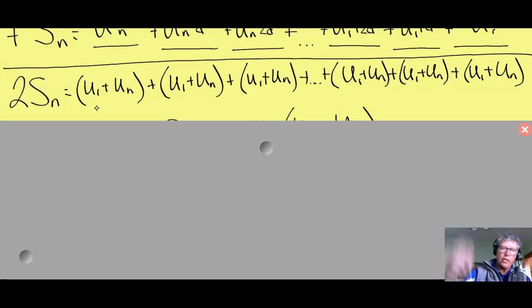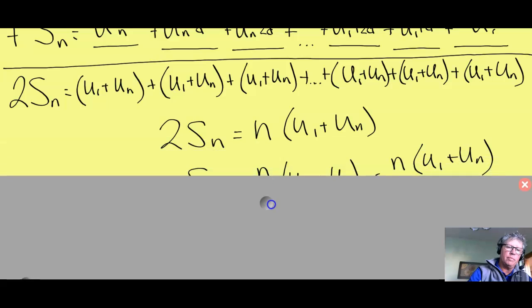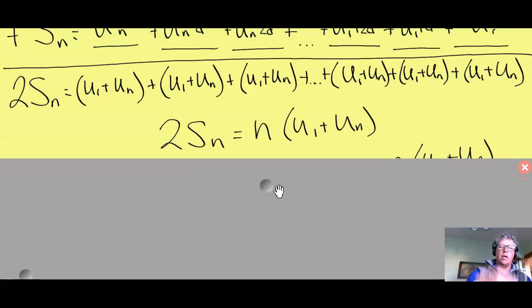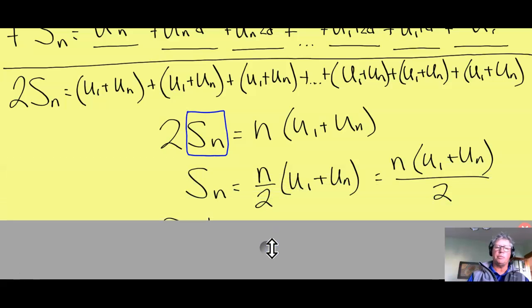Well, there were n terms that we added up, so we're going to have n of those. So all of a sudden, we made this dot, dot, dot, this thing that goes on forever, kind of manageable. Wait a minute, what's our goal here? Our goal is to figure out what S sub n is, the sum of the first n terms. And we kind of have it manageable because all we have to do now is divide by 2.